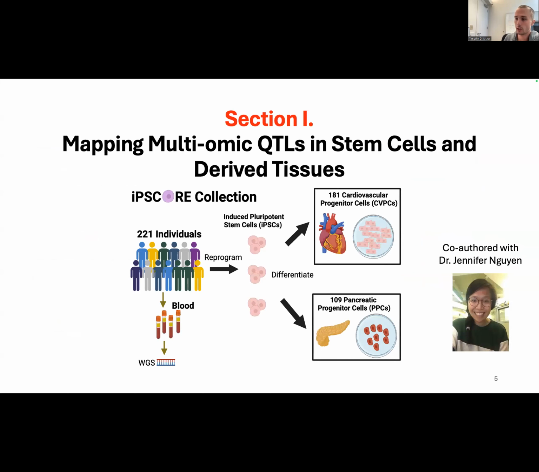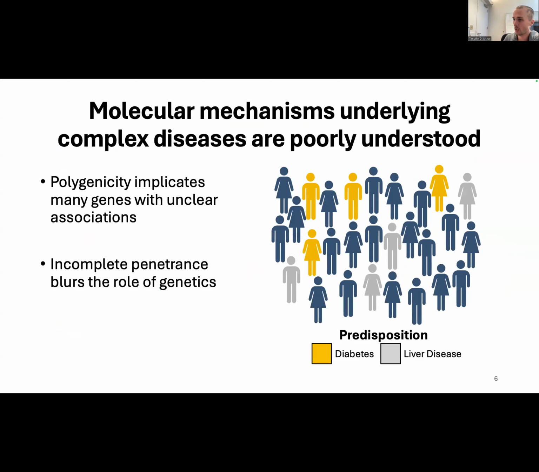So this first section was co-led by myself and Dr. Jennifer Wen, who recently graduated from the lab and is now a project scientist at UC Irvine. And our motivation for doing this project is that molecular mechanisms underlying complex diseases are poorly understood. This is because complex diseases are driven by a lot of polygenicity, which implicates many genes, and their associations are also often difficult to disentangle. And then there's incomplete penetrance, which also blurs the role of genetics in the pathology and heritability of these diseases.